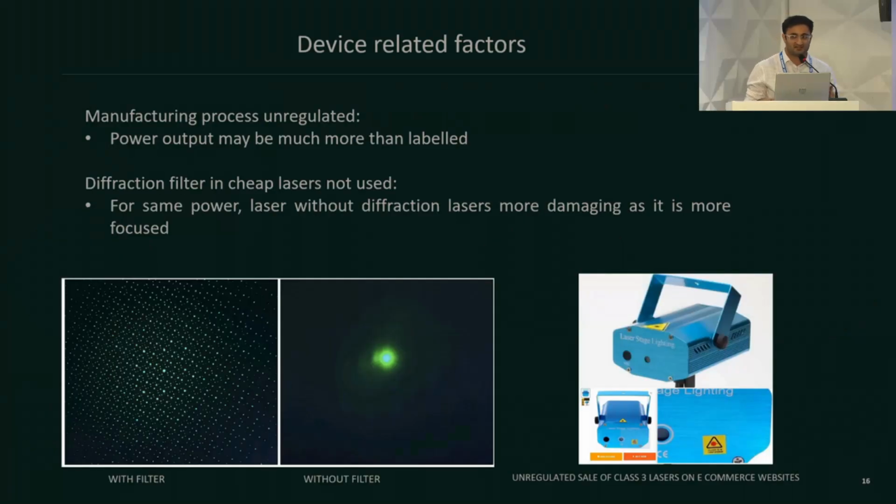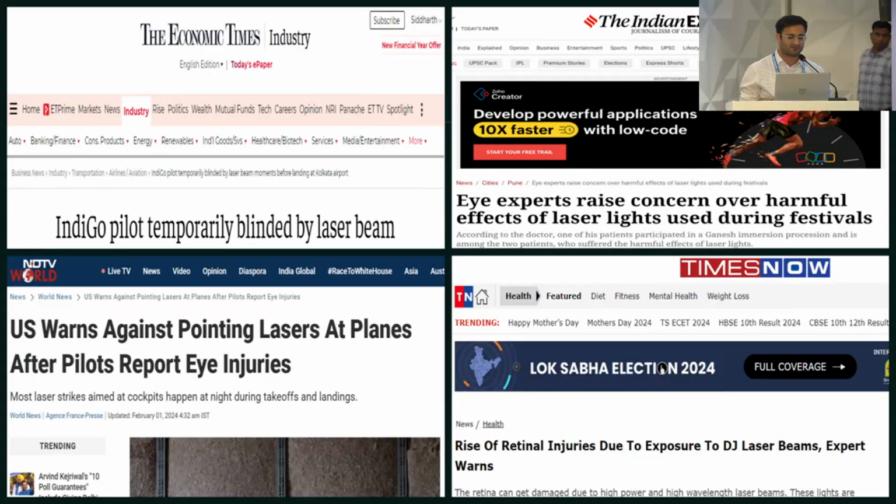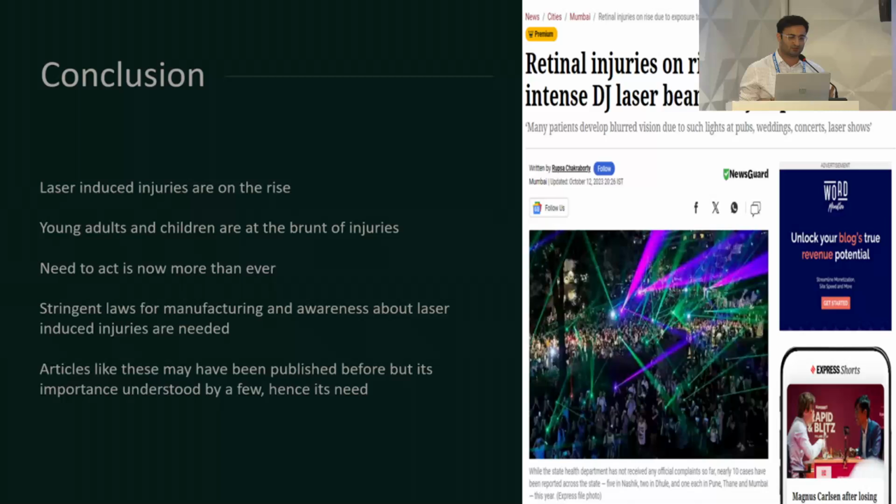The increase in the laser light injury that has been seen recently is because the manufacturing process is not regulated and the power output is much more than that has been labeled, and also a diffraction filter that is normally there is removed. Hence, the laser lights are more focused. Also, there is unregulated sale of class 3 lasers on e-commerce websites. These are a few screenshots showing that the laser light injuries are on the rise.